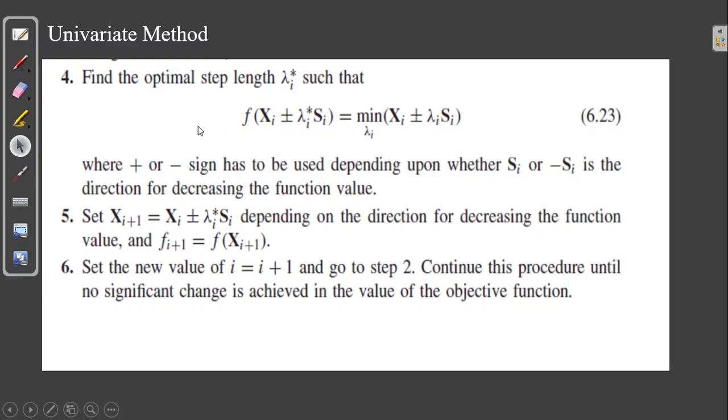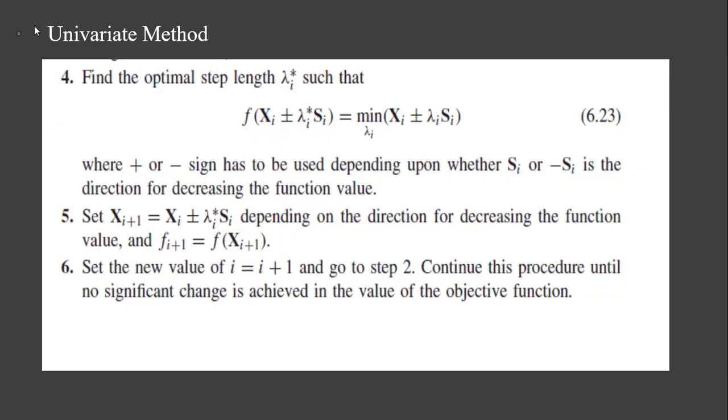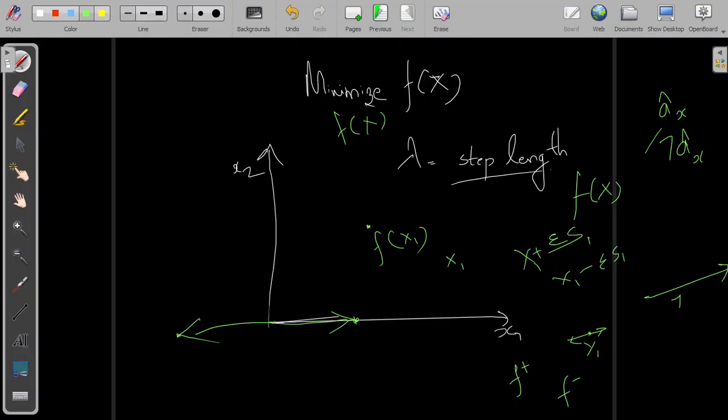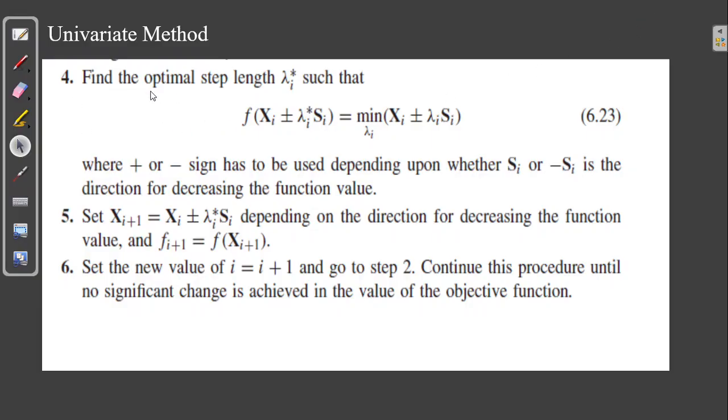Yes, so that is the procedure to find out the direction so that the function is minimized. In the next step, the direction we have found out, right? Direction we know. Then you have to fix how far in that direction you should go so that the function is minimized. That means the optimal length. You have to find out the optimal length, lambda I star.